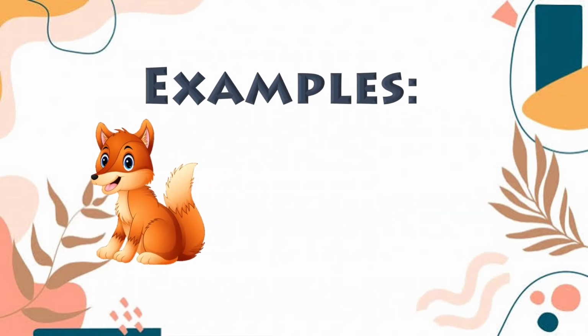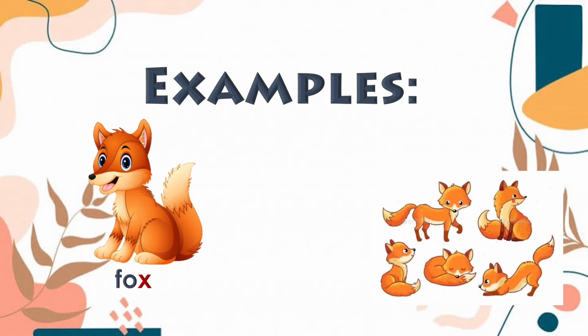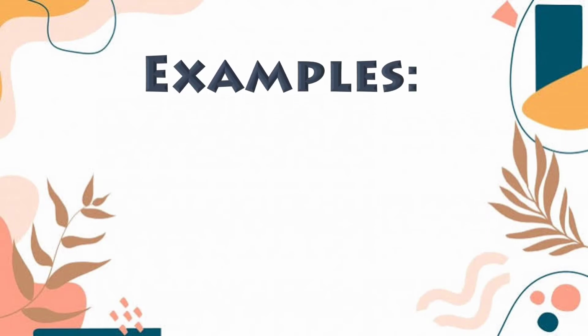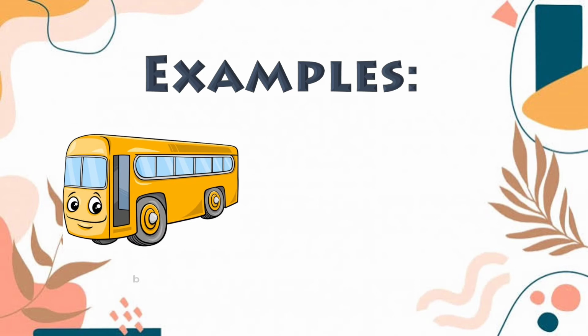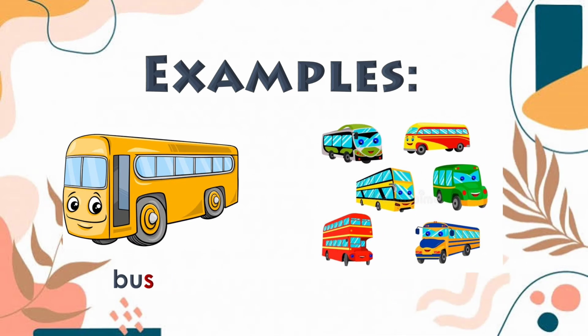Another example, we have here a count noun, fax, and it ends with letter X. And here, we have more than one fax. Therefore, we should add es to make it plural. So, it will become faxes. And last example for this rule, we have here one bus, and it ends with letter S. And we have here more than one bus. Therefore, we should add es to make it plural, and it became buses.